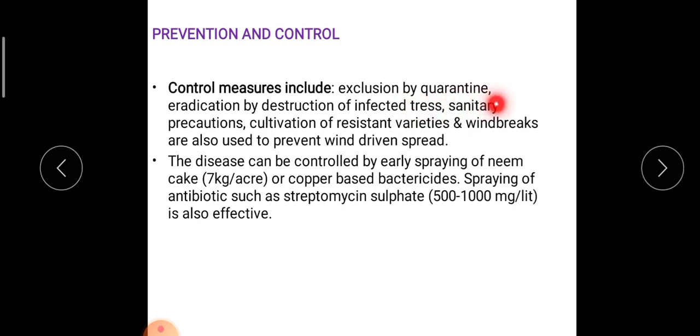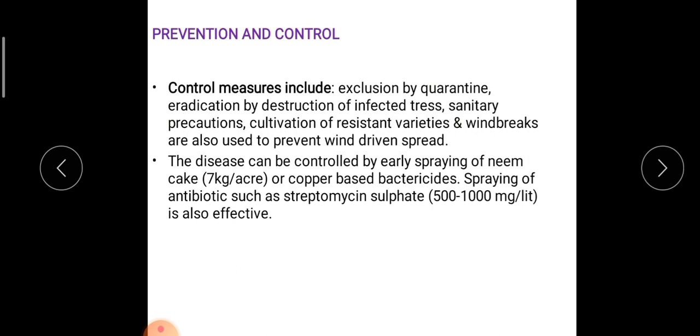Already we all know this quarantine word, which has been used various times. Quarantine means what you all know. Eradication by destruction of infected trees. Eradication means either we burn the infected tree or cut the infected part. If only one twig or some leaves have been infected, we pluck those leaves and burn them. That is known as eradication by destruction.